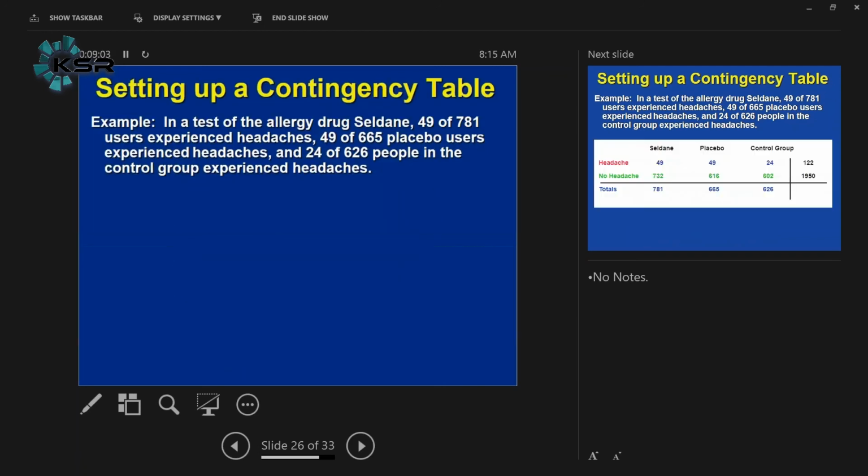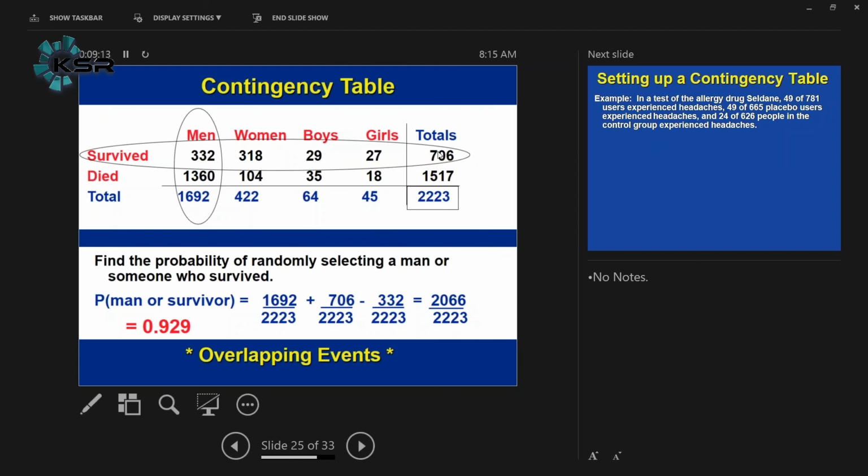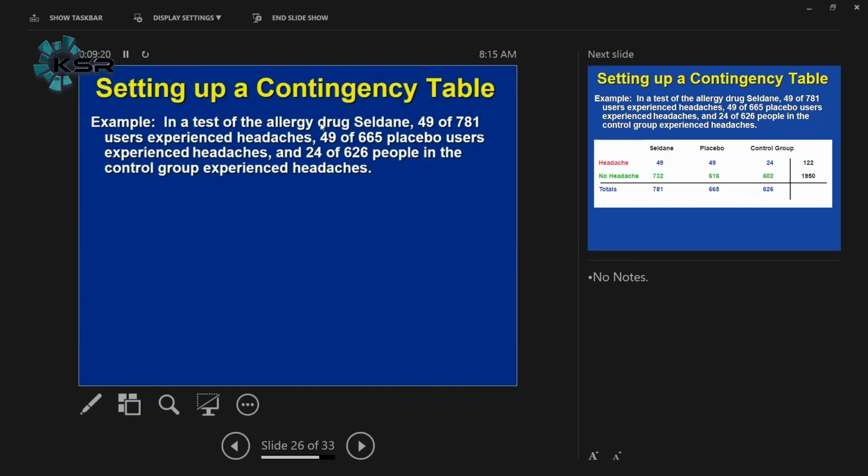Here, we have to set up a contingency table, which looks like the table above. In a test of the allergy drug Sheldon, 49 of 781 users experience a headache. 49 of 665 placebo users experience a headache. 24 of 626 people in the control group experience a headache. Then how do we set up the contingency table?